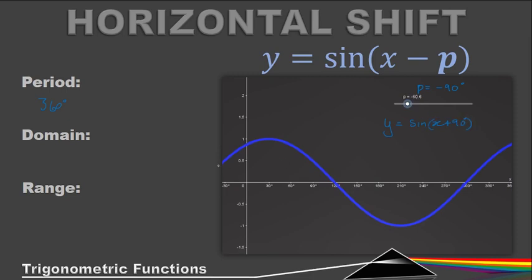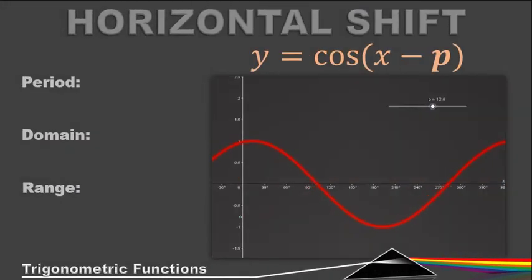Okay, and then our domain, if our domain was restricted from 0 to 360, the domain will now shift by 90 degrees. So that means it will now be where x is an element from minus 90. If it was at 0, it starts now at negative 90. And if it was at 360, it ends now at 270. And then the range is unchanged. The range is still an element from negative 1 up to 1.